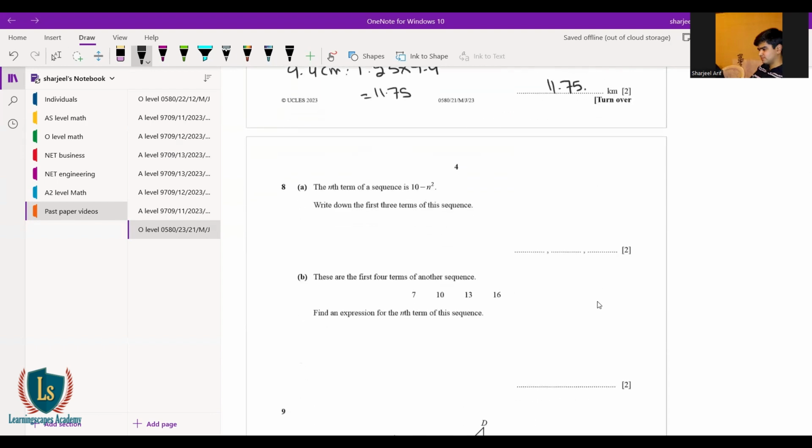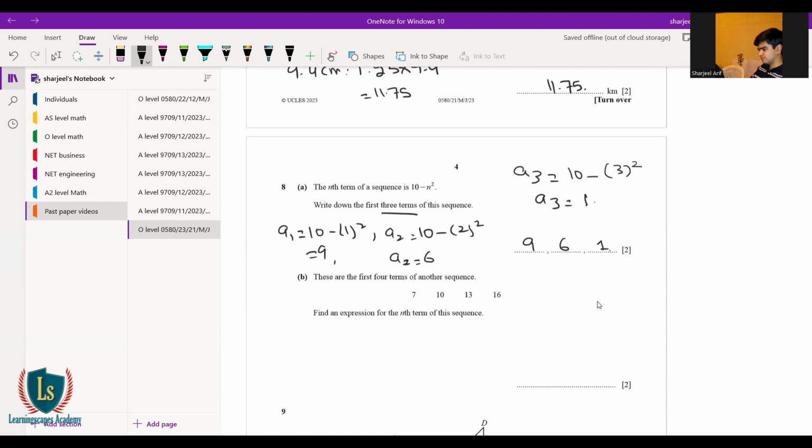For question number 8, we are given the nth term, and we have to find the first 3 terms. So we will find a1 by substituting n equals 1. Then a2 by substituting n equals 2. And then a3 by substituting n equals 3. So the sequence should be 9, 6, and 1.